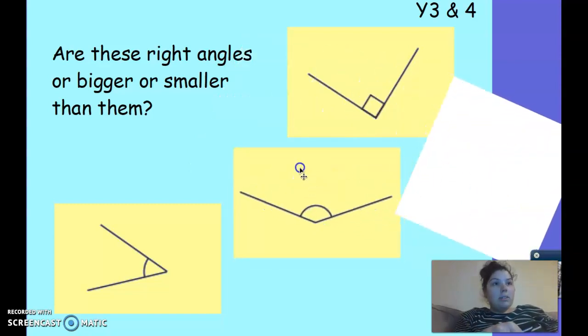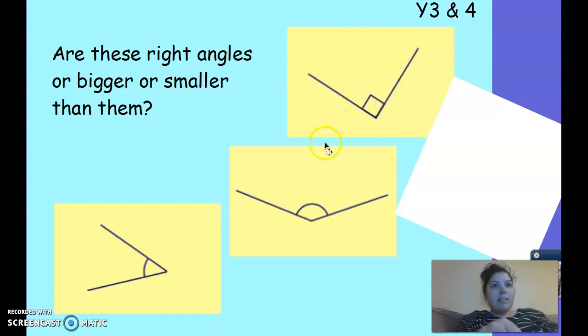So year 3 children, that's your task today. You're going to go and identify whether the angles on your task are right angles, bigger than a right angle, or smaller than a right angle. Okay, so if you are year 3, I'd like you to go off now and have a go at your task.